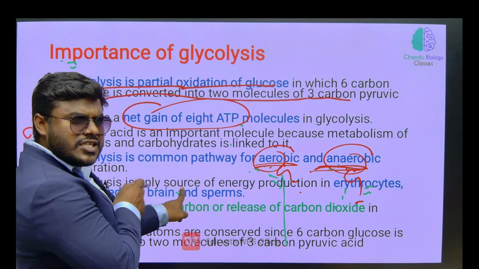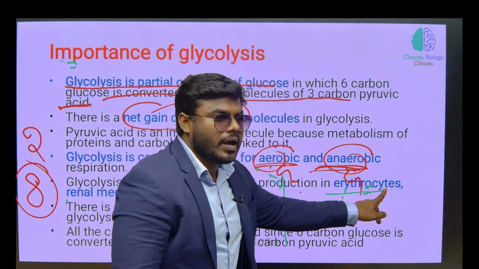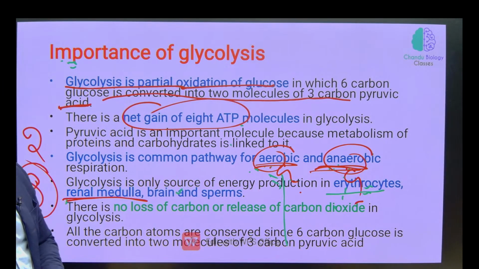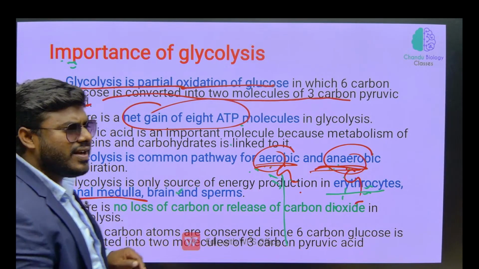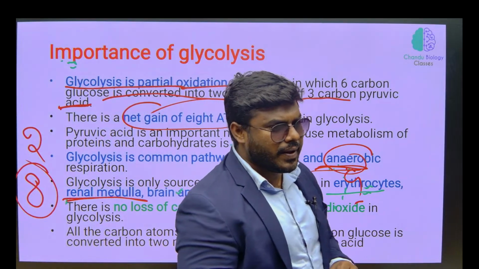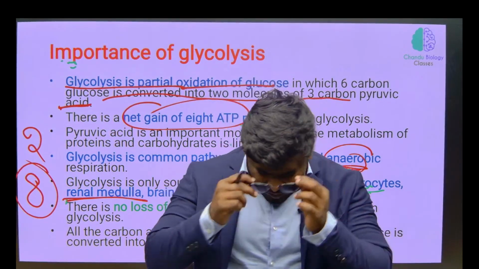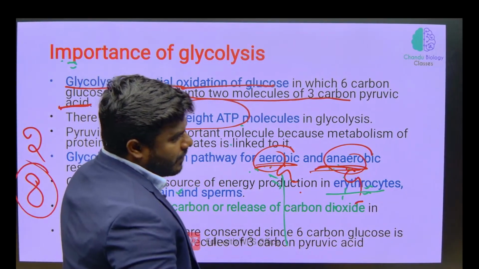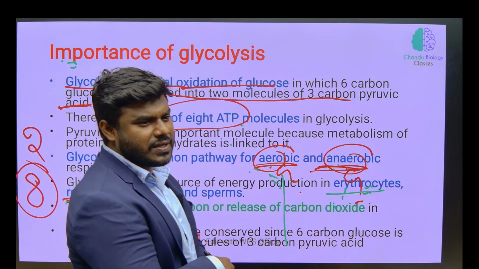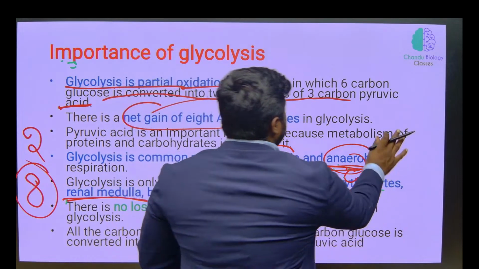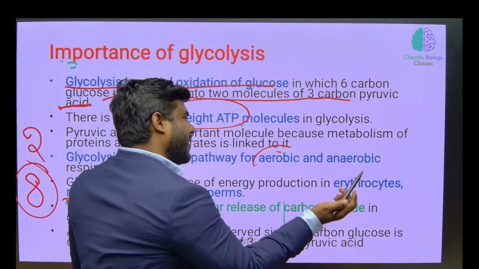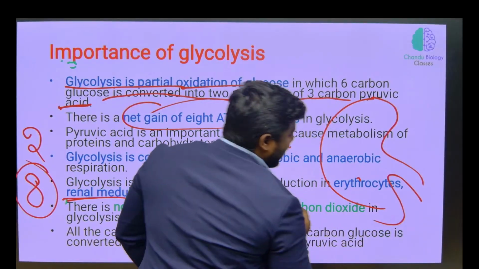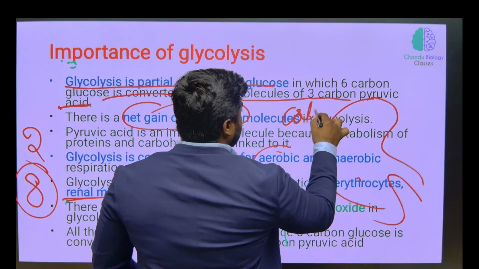Glycolysis is the only source of energy in the production of RBC and renal medulla. What is this renal medulla? Kidney contains? This is the kidney. You all read this. Where are the cortex and medulla present? In the kidney. Not in the kidney, in the nephron. Okay, you can consider the kidney. So this is the kidney structure. It contains cortex and medulla.